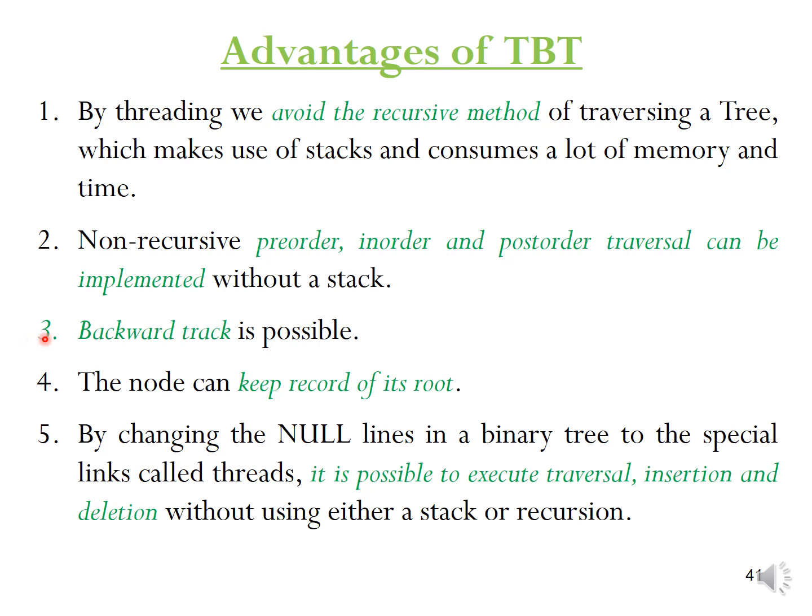The third advantage is that backward tracking is possible. And the fourth one is that the node can keep a record of its route because we use in-order traversal. So we can keep the record of its route. And the fifth advantage is that by changing the null links in a binary tree to special links called threads, it is possible to execute traversal, insertion, and deletion without using either a stack or recursion. So these are the five advantages of threaded binary tree. In this way, it is useful.